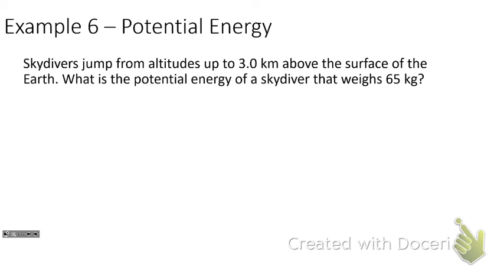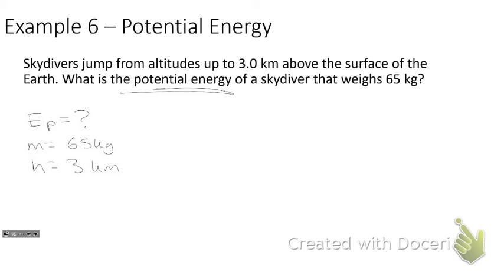Skydivers jump from altitudes up to 3 kilometers above the surface of the Earth. What is the potential energy of a skydiver that weighs 65 kilograms? We know it's asking for potential energy, a good indicator to use our potential energy formula. The mass of the skydiver is 65 kilograms. The height is 3 kilometers. Do we like kilometers? No, we like meters, right?